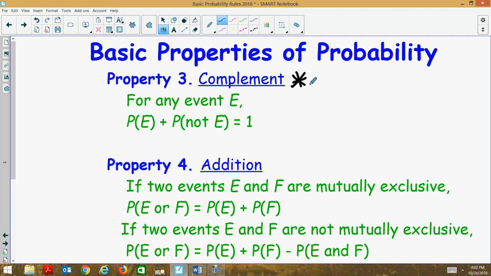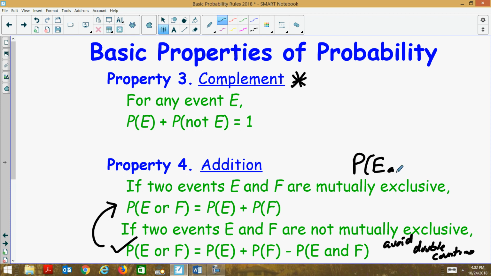Then the fourth and final property here is the addition one. If two events E and F are mutually exclusive, then the probability that they happen is E plus F. If two events E and F are not mutually exclusive, then the probability is E plus F minus the intersection, because we want to avoid double counting. One useful tip is that this rule can actually apply to the first rule, because if the events are mutually exclusive, then the probability of E and F simply equals 0.